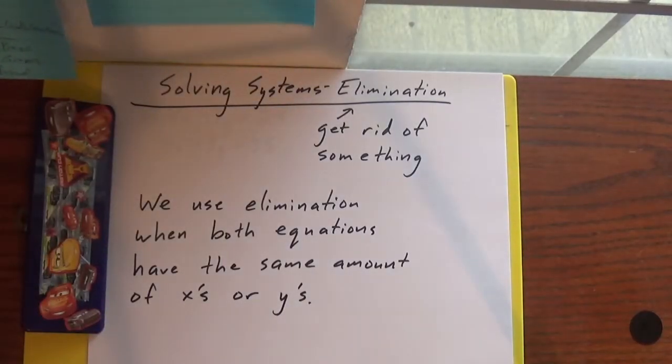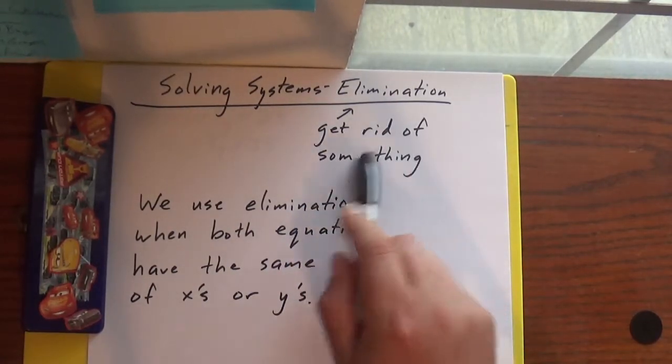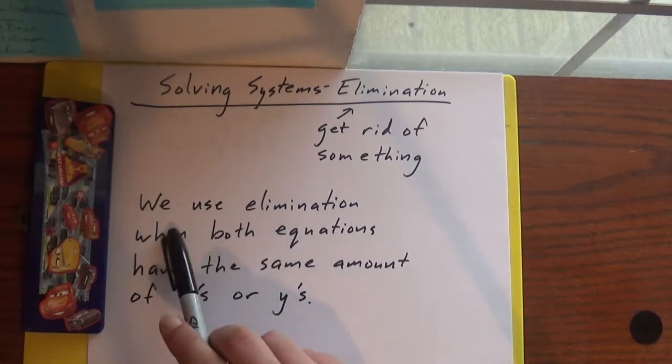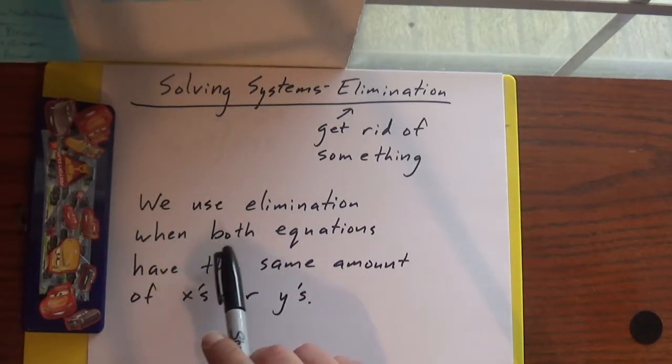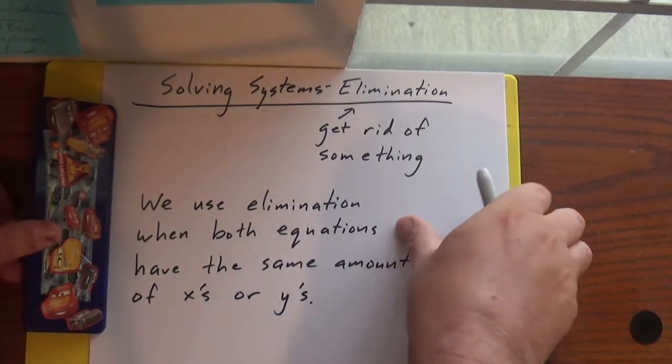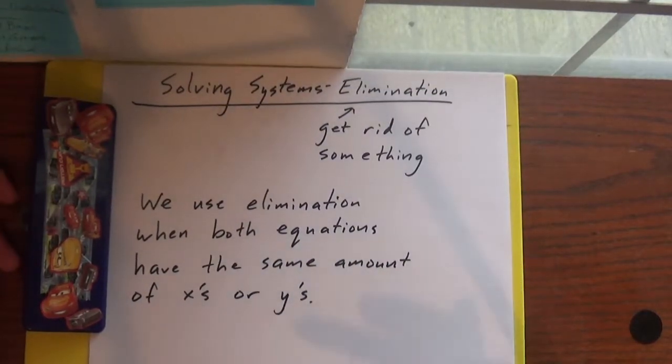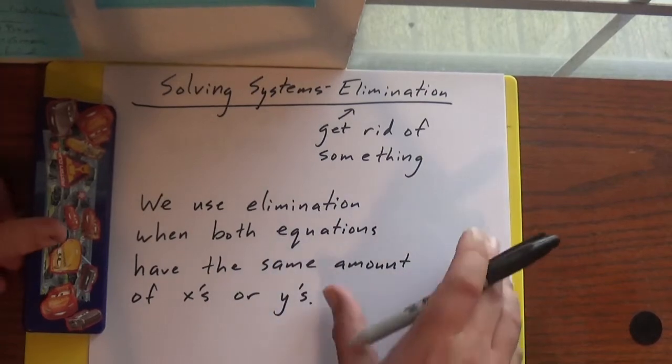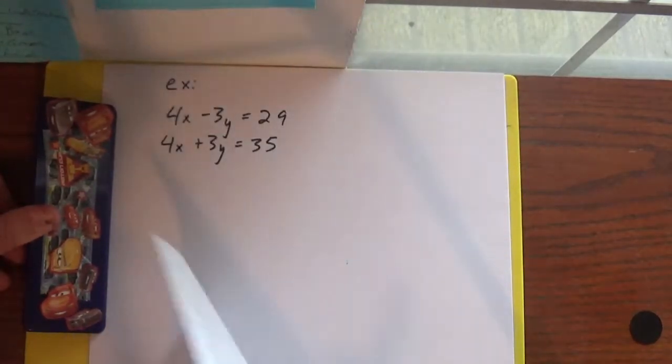Now we're solving systems using elimination. Elimination means we're going to get rid of something. Many times we want to use elimination is when both equations have the same amount of either x's or y's. And again, just like the others, we can always use this, so we can make our equation look like that.